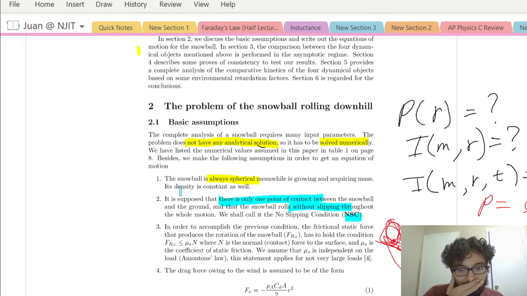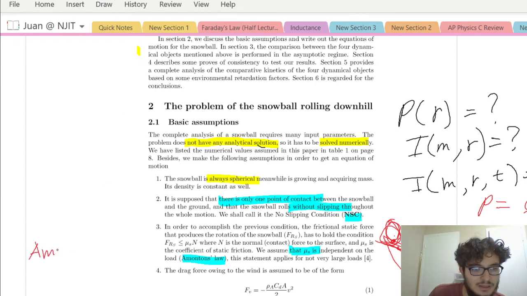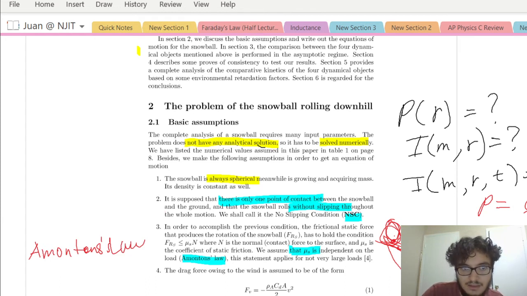Okay, so then they talk about how we assume that mu s is independent of the load. Amontons' law. I'm not sure what that is. I'll probably look that up later. I mean, we can Google it. Let's see. Amontons' law, what's Amontons' law? Let's check it out. So from what I get, okay, let's see.